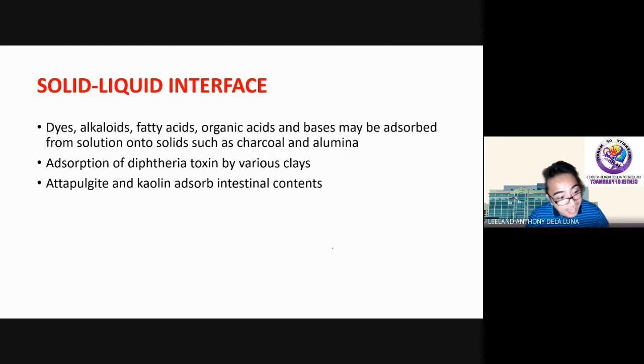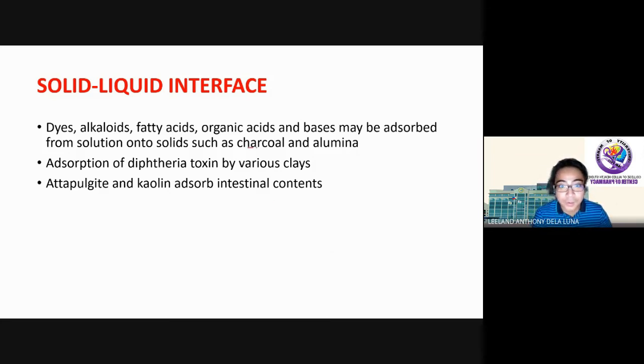Alam niyo ba kung anong indication pag black ang poops? It could indicate na may bleeding ka sa stomach. Okay, so akala nila, oh my God, dinudugo yung stomach ko. Yun pala dahil nag-take lang siya ng charcoal, activated charcoal. Okay, so we no longer use that anymore. Kaya nga ngayon, ang Diatabs pinalitan ng loperamide. Okay, so, loperamide na lang, anticholinergic na lang, to stop the movement of your bowels. Pero dati class yun, yun ang ginagamit.